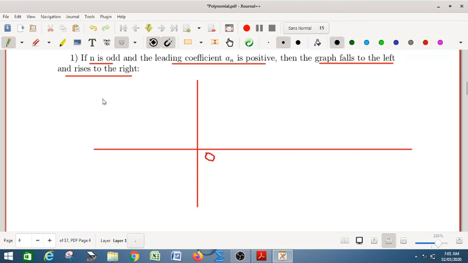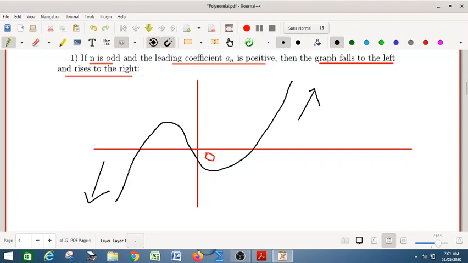So n is odd. Odd means it can be cubic, it can be fifth order, it can be seventh order, whatever. So it will be like this: falls to the left and rises to the right. Okay, this is how you can draw the diagram for n odd and leading coefficient positive. That is why if you have a cubic function, it will be like this, and you have 3 zeros. Look at that, you have 3 zeros.